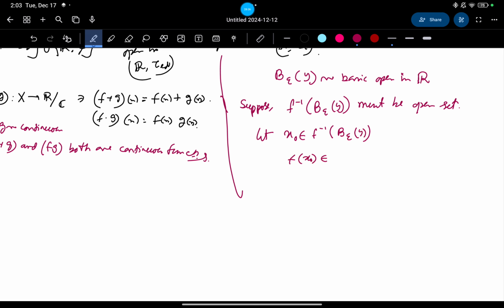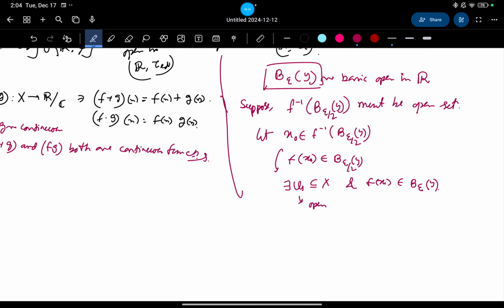So f of x naught belongs to B epsilon of y. So for this x naught, I consider an open ball, let's say delta 1. There exists some U1, which is a subset of X, and this is open, and f of x naught belongs to B epsilon of y. Okay, let us make it half, because this is my open ball. So we can make this open ball shorter, like epsilon by 2. So that means modulus of y minus f of x naught is less than epsilon by 2.